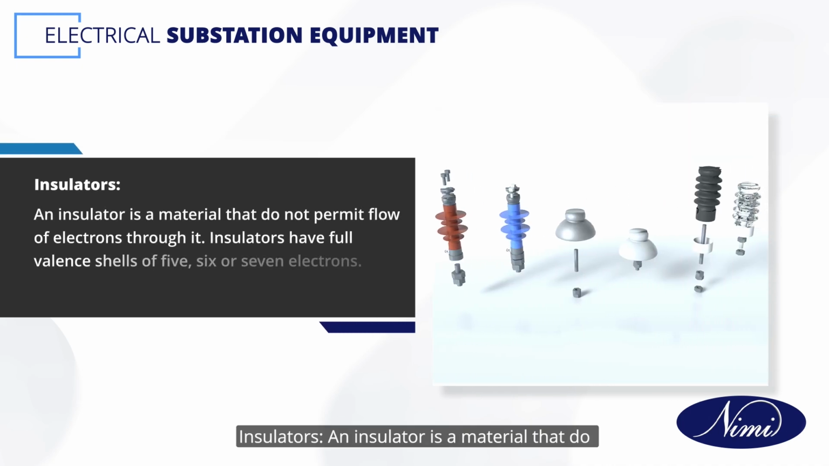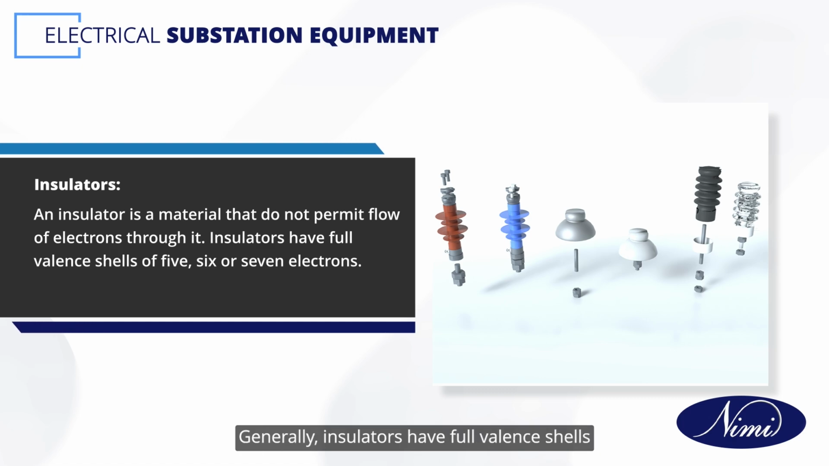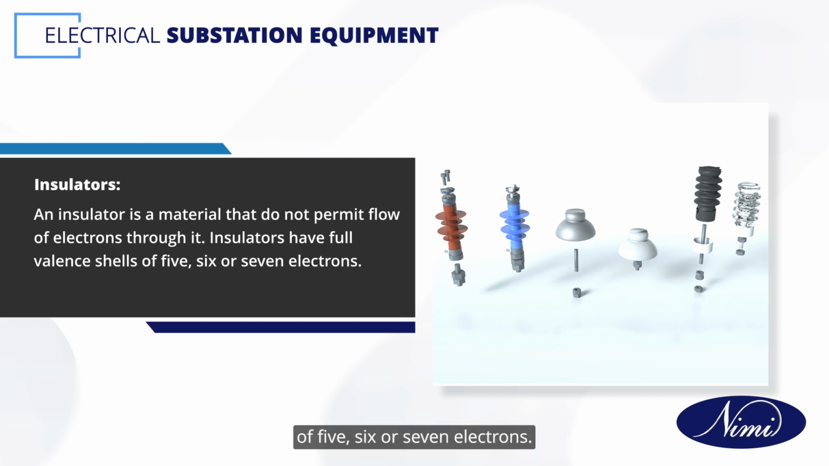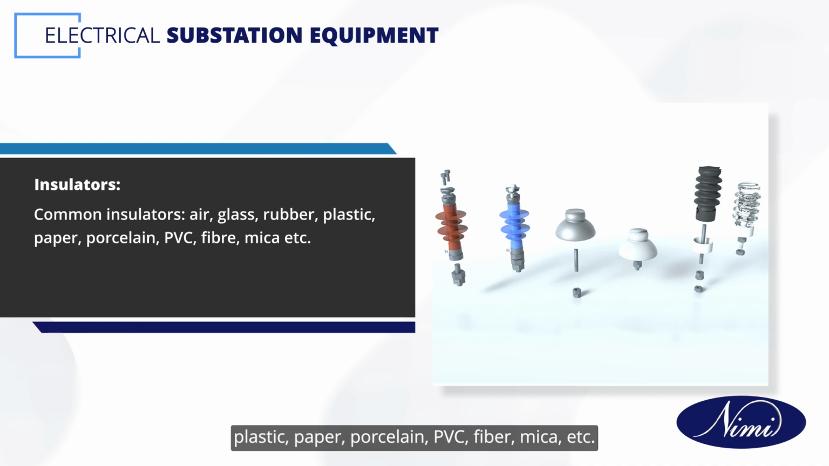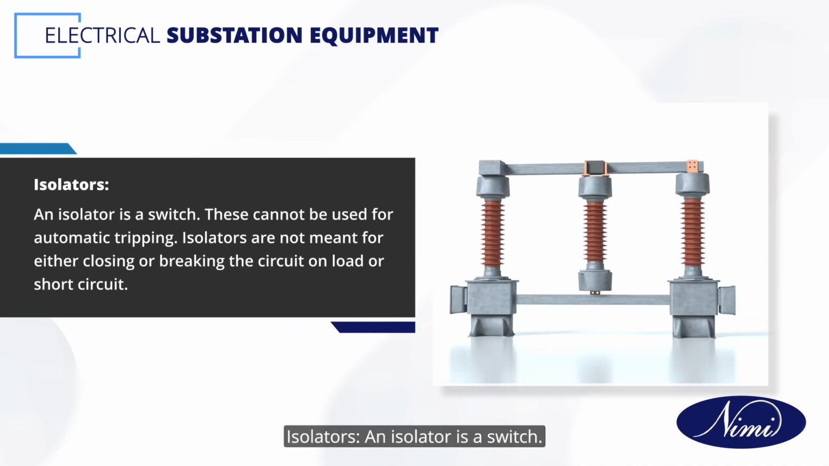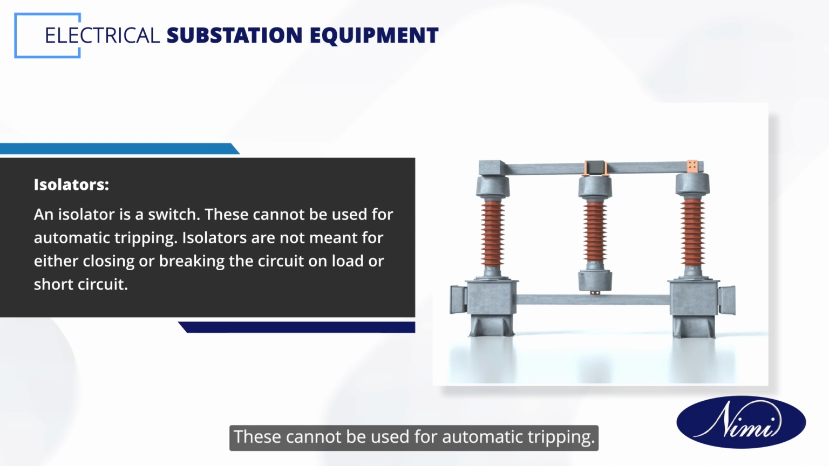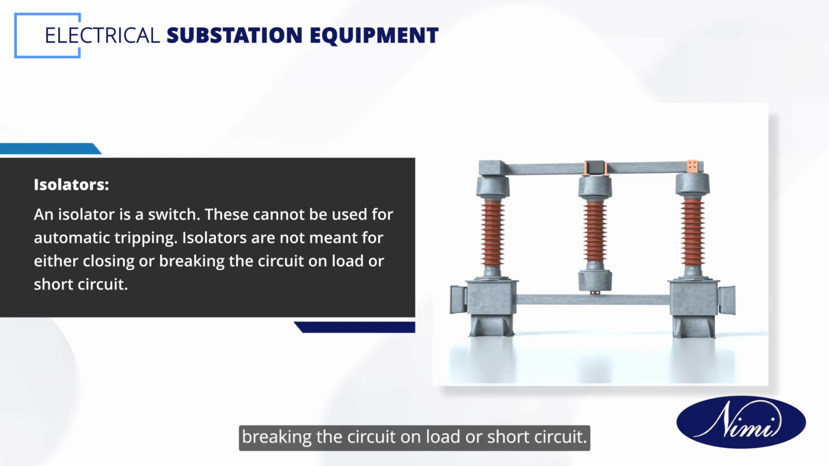Insulators. An insulator is a material that does not permit flow of electrons through it. Generally, insulators have full valence shells of 5, 6 or 7 electrons. Some common insulators are air, gas, rubber, plastic, paper, porcelain, PVC, fiber, mica, etc. Isolators. An isolator is a switch. These cannot be used for automatic tripping. Isolators are not meant for either closing or breaking the circuit on load or short circuit.